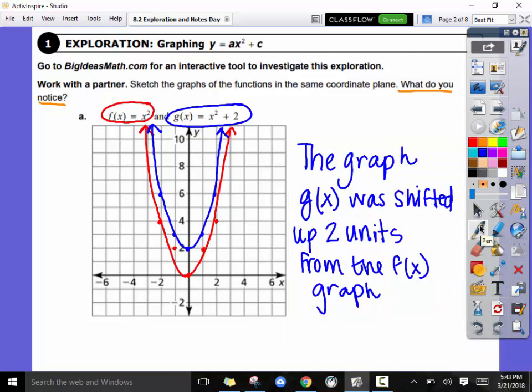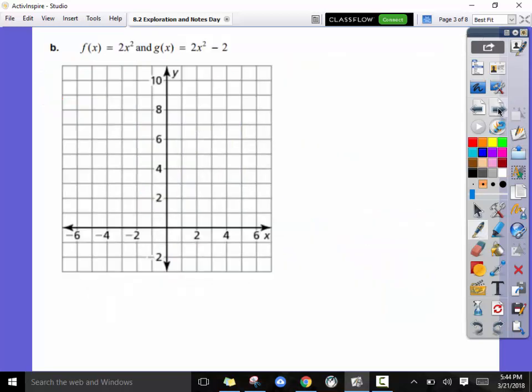So my noticing here is that the graph g of x was shifted up 2 units from the f of x graph. So you're really looking at how did that graph change? G of x just moved up 2 units compared to f of x. Okay, go ahead and do the same thing for b. So go back to Desmos, graph these two quadratics, and then take a look and see what you notice.